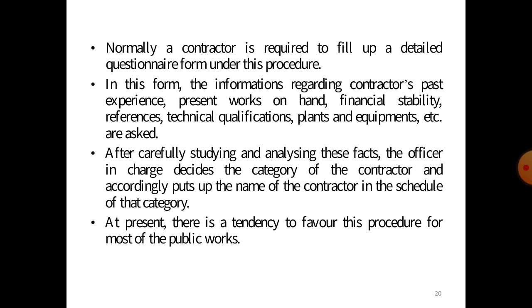Normally the contractor is required to fill up a detailed questionnaire under this process, and in this form information regarding the contractor's past experience, present work on hand, financial stability, references, technical qualification, plant and equipment, etc. is asked of the contractor. After careful study and analysis of these facts, the officer in charge decides the category of the contractor and accordingly puts the name of the contractor in a schedule of the category, like class A, class B, class C, etc. So at present there is a tendency to favor this procedure for most public works.